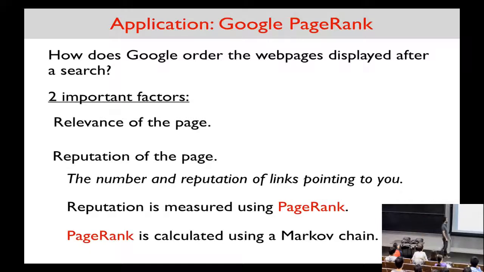So the reputation measure used by Google is called PageRank. And this PageRank is calculated using a Markov chain. And I hope at the end of the lecture I will have a bit more time to say a few more things about this.